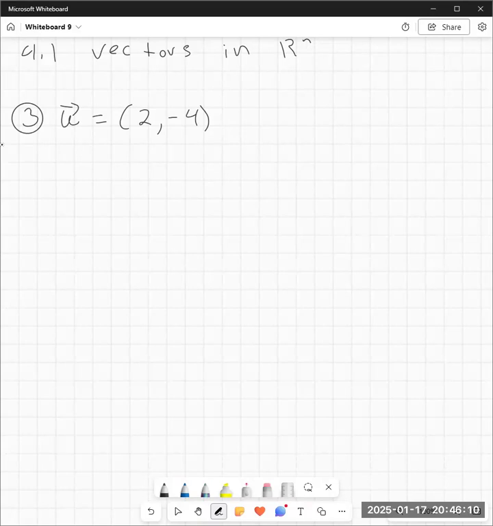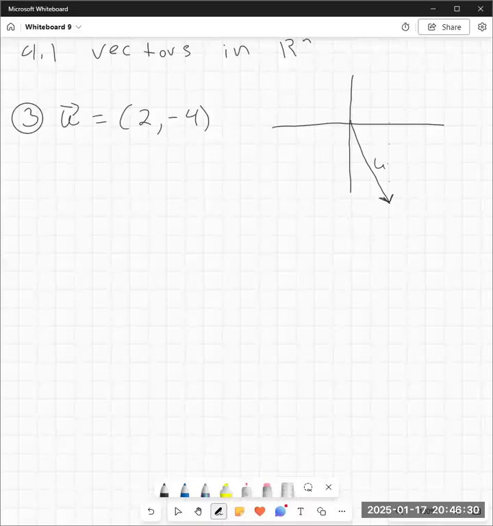All right, so let's go ahead and draw this directed line segment here. Try and keep things lined up on the grid. That's why I have the graph paper here. So we want to go 2 to the right and 4 down from the origin, right there. We'll just draw a directed line segment there to represent the vector u.